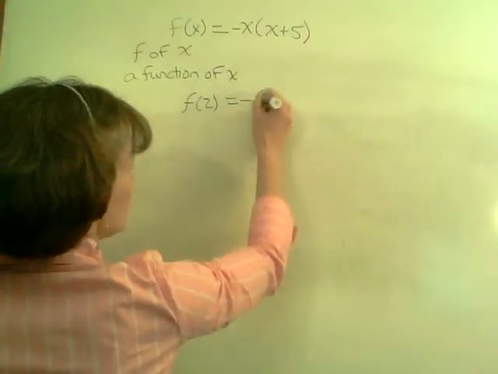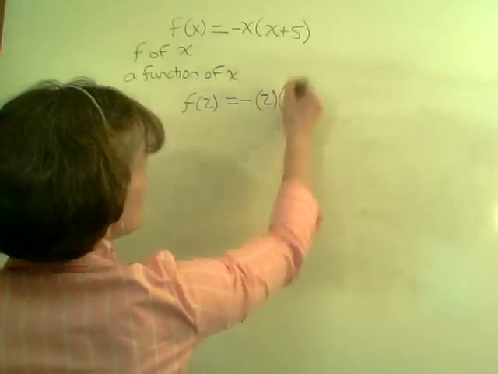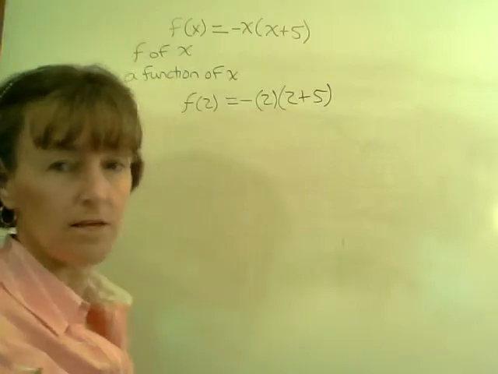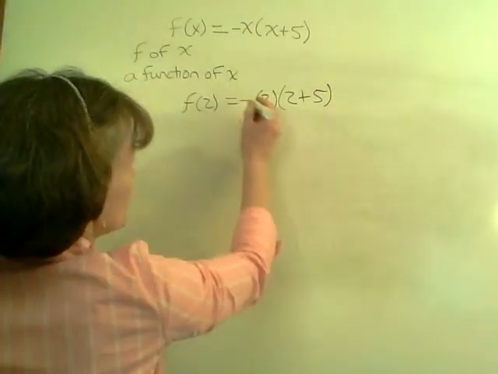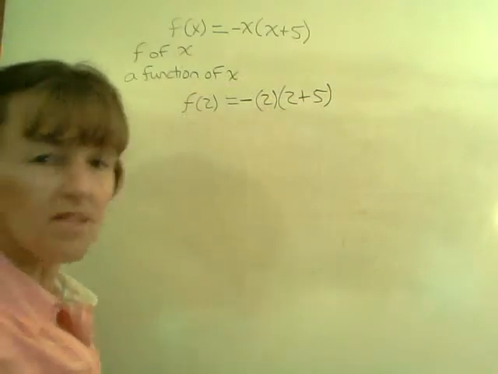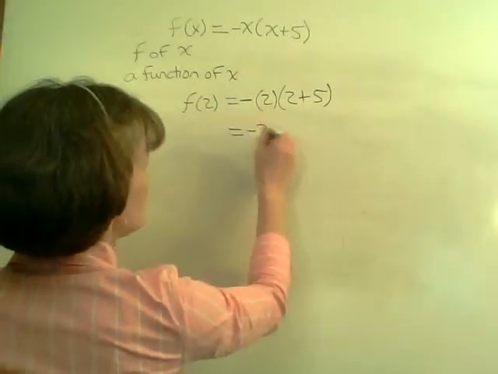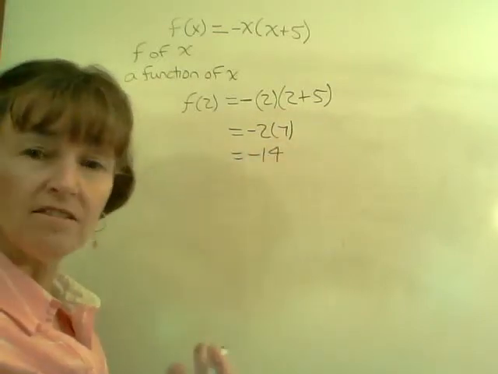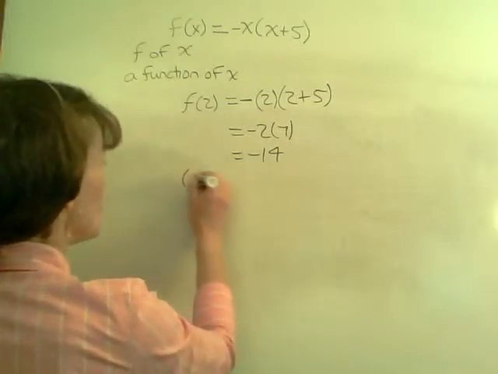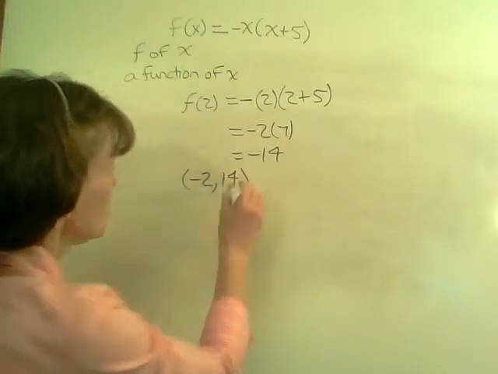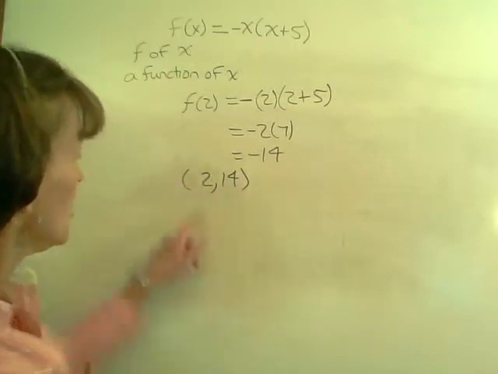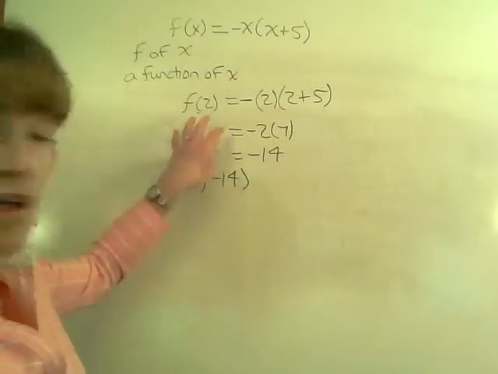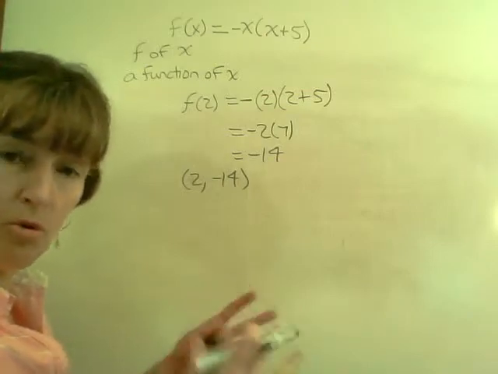I put my negative sign down, I put 2 down, and then in parentheses here, put 2 where x is, and then plus 5. So everything in my equation is exactly the same, but I'm putting 2 in everywhere that there is an x. All right, well, let's do the math. So this is negative 2 times 7, or it's negative 14. So this means that when x is 2, y is negative 14. The point (2, negative 14) is on this curve if I were to graph this.